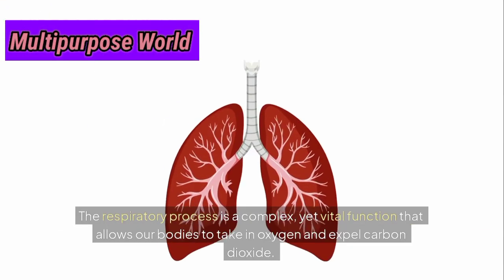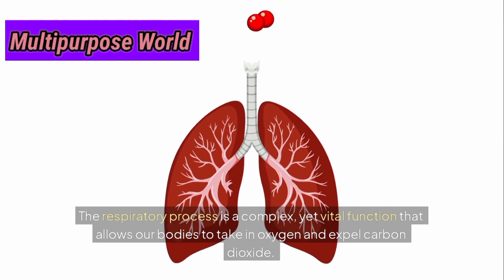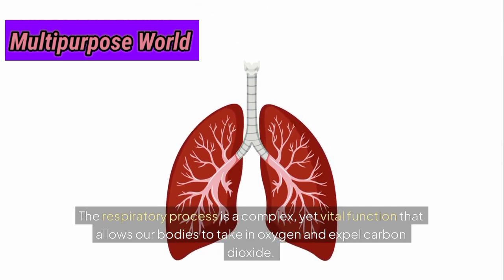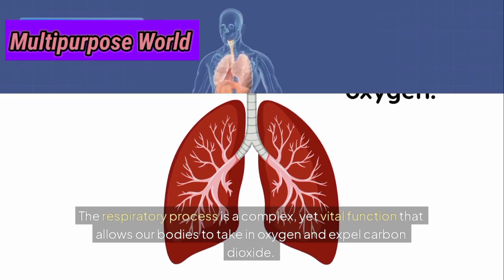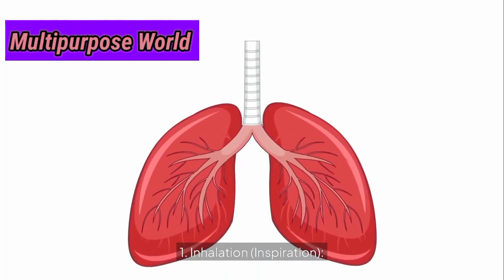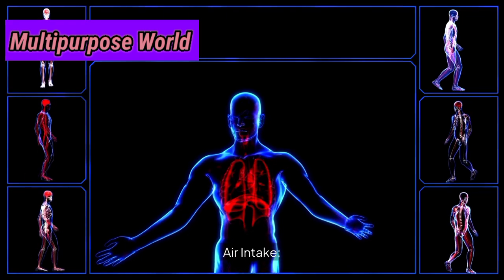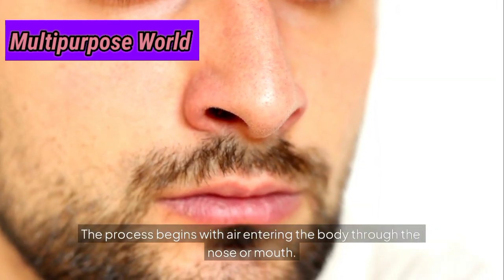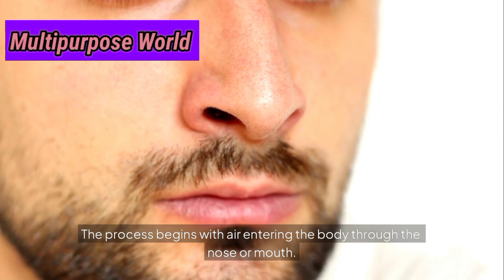The respiratory process is a complex yet vital function that allows our bodies to take in oxygen and expel carbon dioxide. Here's a step-by-step breakdown. 1. Inhalation (inspiration, air intake). The process begins with air entering the body through the nose or mouth.